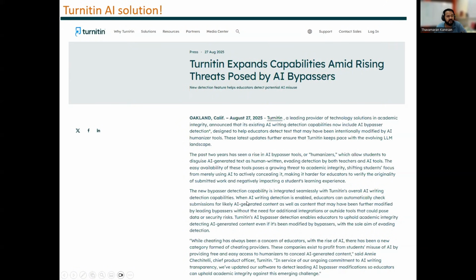Which means when AI writing detection is enabled in your Turnitin, educators can automatically check submissions for likely AI-generated content as well as content that may have been further modified by leading bypassers, without the need for additional integrations. That means all humanizing tools: Quillbot, Wordtune, Grammarly, Undetectable AI, StealthWriter, anything that says humanizing. Anything humanizing won't work. Don't even waste your money. You'd rather paraphrase on your own. If you really want to use AI to write everything for you, even Grammarly cannot. Even Grammarly will increase your Turnitin AI score.